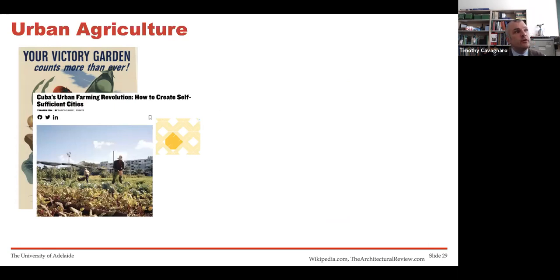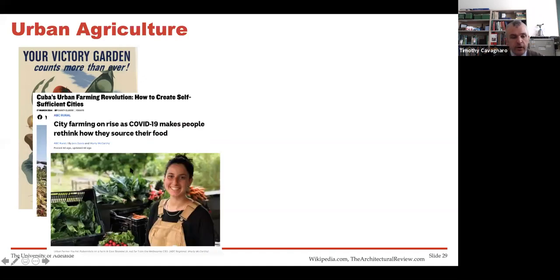Cuba has a massive urban farming enterprise. So there was a real revolution around changes in Cuba over recent years, and they've really become very self-sufficient in terms of their food production within their cities. And as you can see in this image here, we've got a low mid-rise apartment block here, and then we've got a farm, and that's supplying that community. And of course, with COVID-19, there's been a lot of interest in urban ag as well.